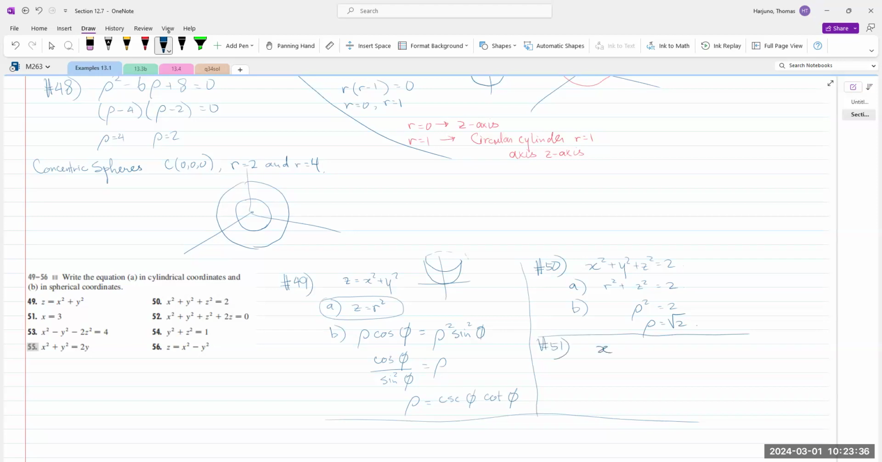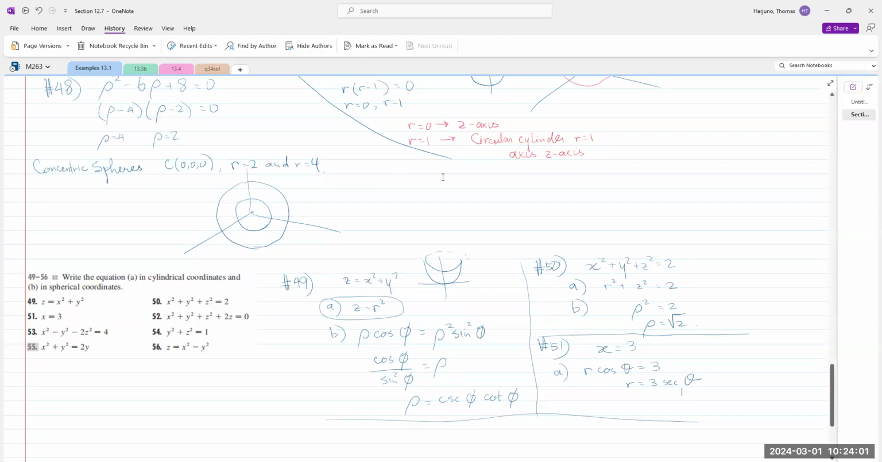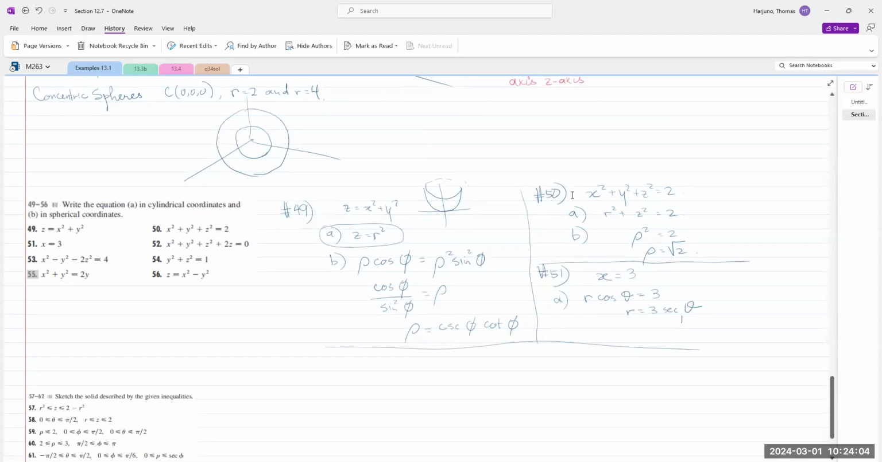Number 51, x equals 3. So in cylindrical coordinate system, this is r cosine theta, right? R cosine theta equals 3. Which means, usually we solve for r, right? So r equals 3 secant theta. Now, even though this is a simple equation, I honestly do not expect you to memorize the equation in polar or the equation in cylindrical, because the equation in rectangular is simpler, right?